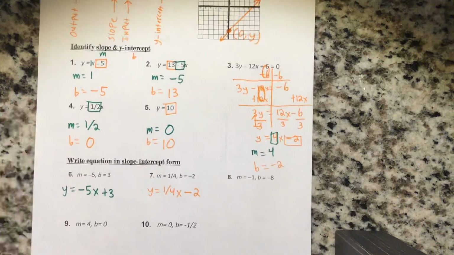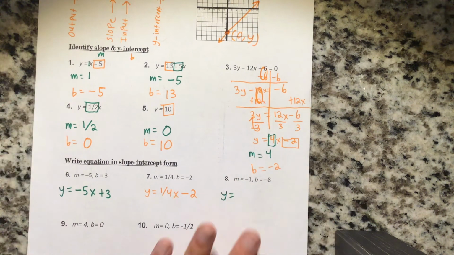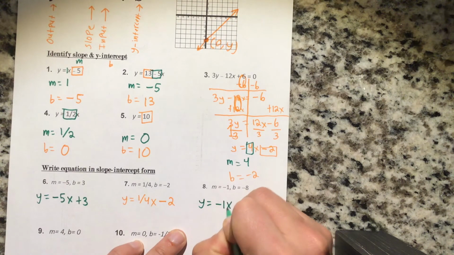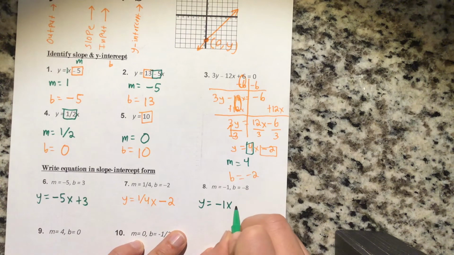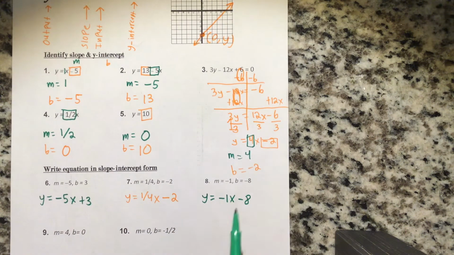Number 8. So number 8, my m is -1, my b is -8. So again, we start with y equals, okay? Now, the -1 goes in front of the x, so -1x. My b is -8, so -8, okay? Now, this is correct, right?